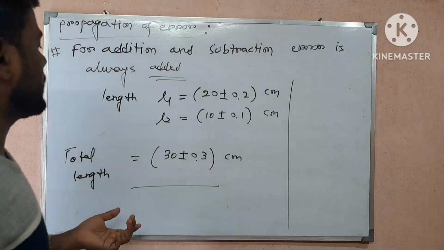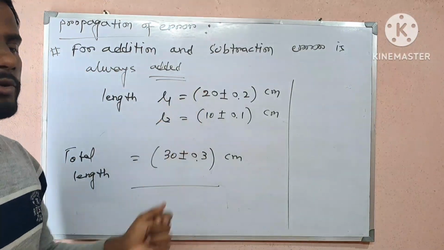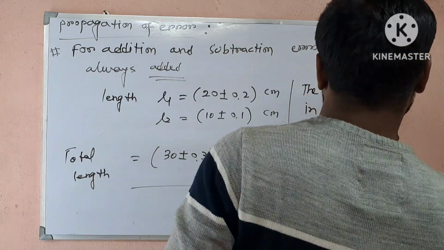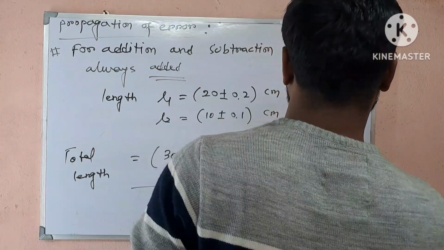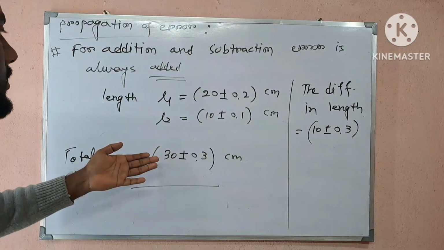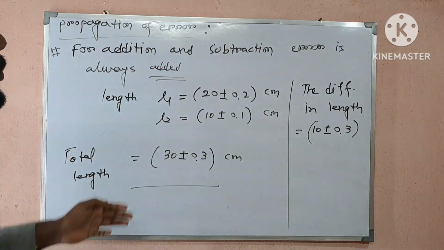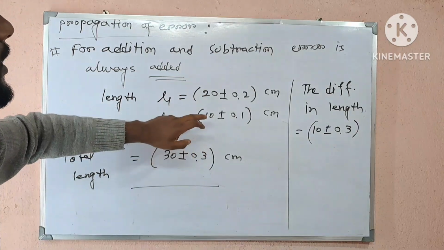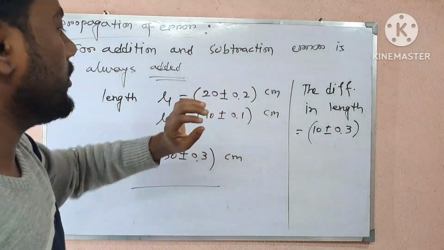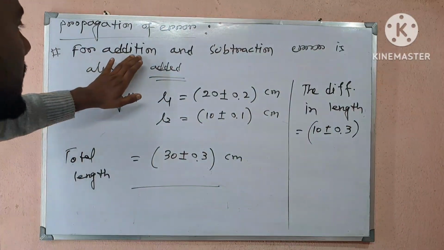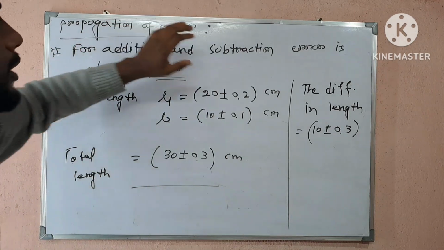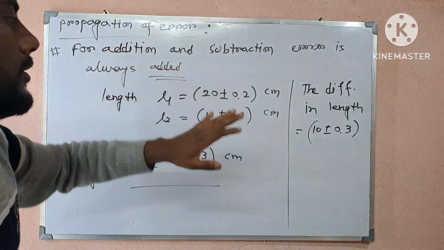Now if someone asks you to find the difference in length between these two rods, then how will you calculate it? The difference in length is 10 plus minus 0.3 centimeter. Look here, to find the difference we have to subtract the L2 value from L1. So we subtract the actual values, that means 20 minus 10, that is 10, but at the time of calculation the error is always added. As I told you, for addition and subtraction error is always added. We have to remember that for addition or subtraction, the error will always be added.